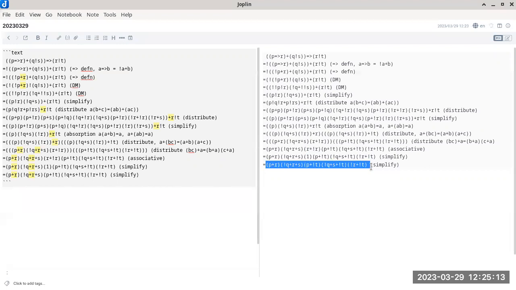I'm looking at this and I'm thinking, can we simplify this any further? Particularly using absorption, I don't see any way to simplify this any further. So this is the final answer. All right, so questions?